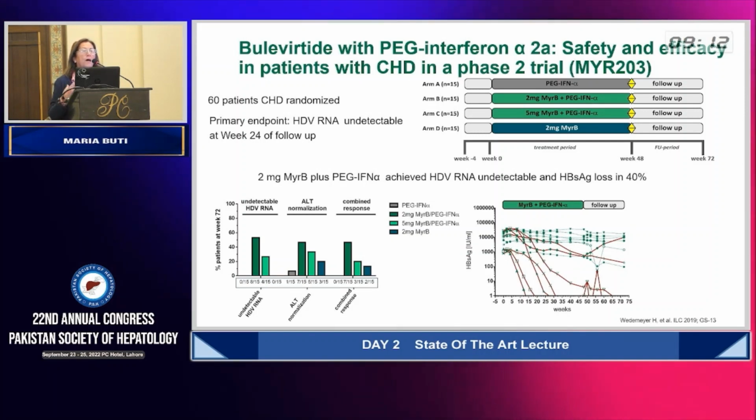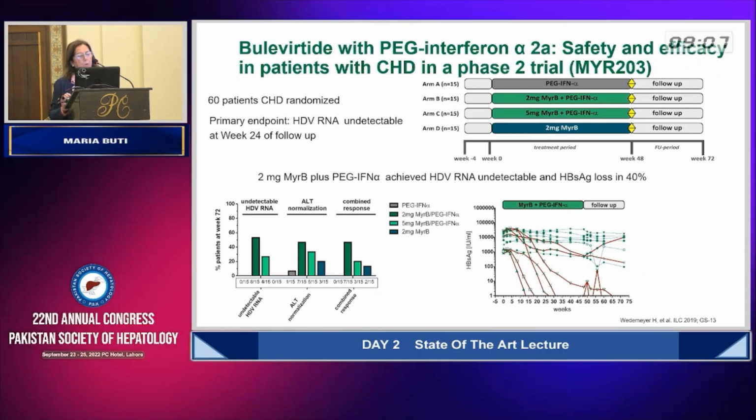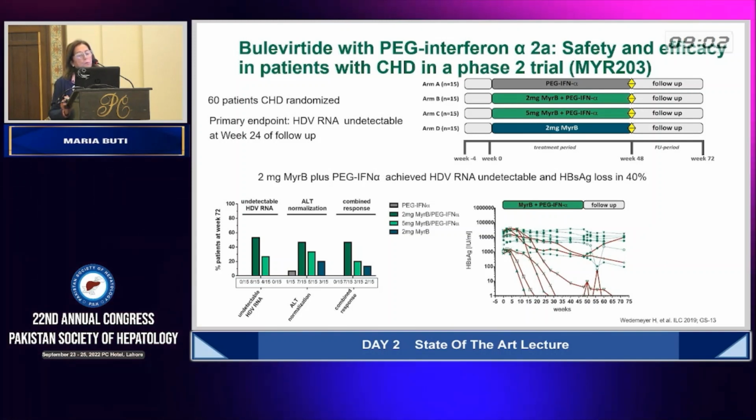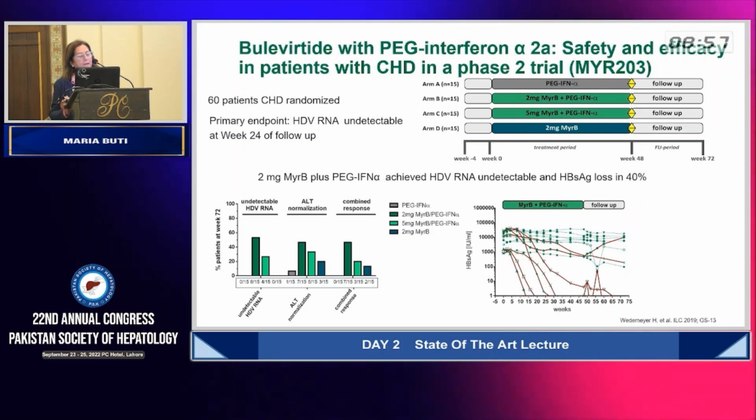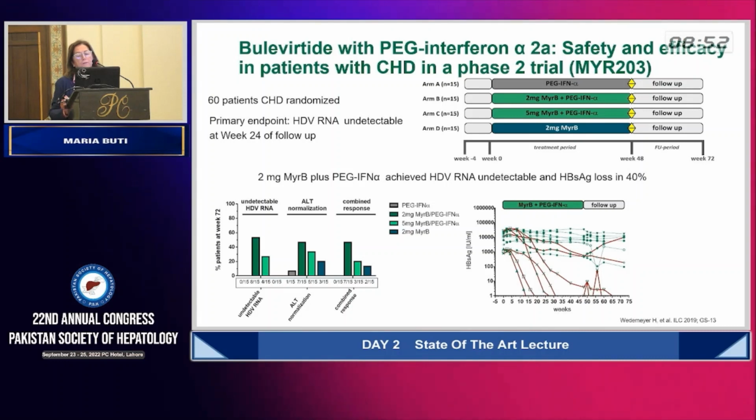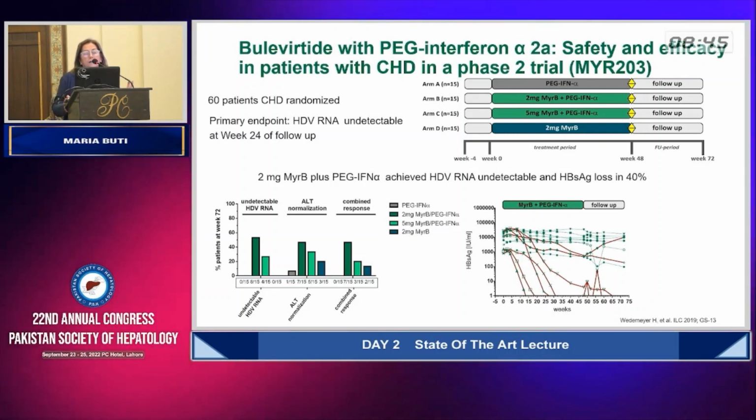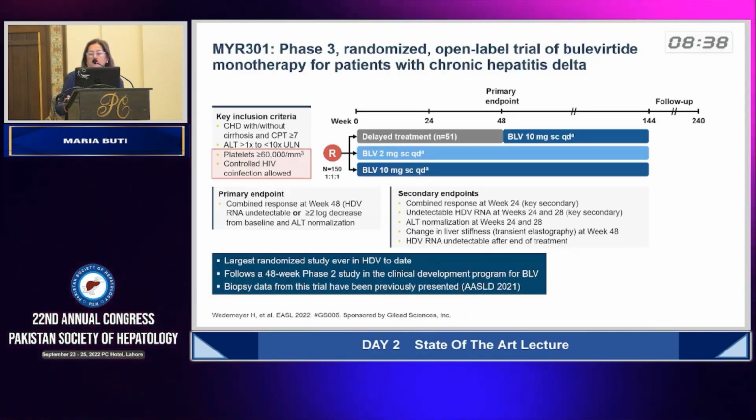It's HDV RNA undetectable. And you can see that patients, particularly those treated with 2 milligrams of mircludex plus PEG interferon, achieve at the end of treatment, 50% of them achieve undetectable viremia, and a proportion of these patients also lost HBs antigen. And these 2 studies were very useful to get the approval by the EMEA.